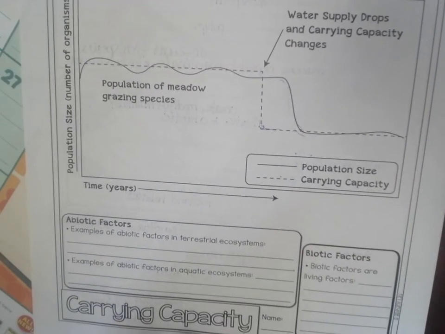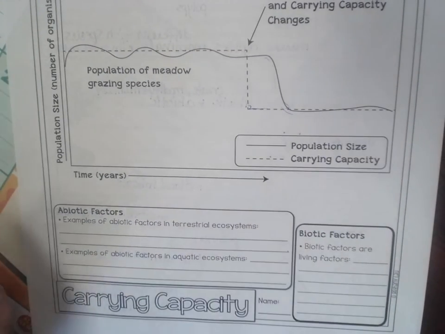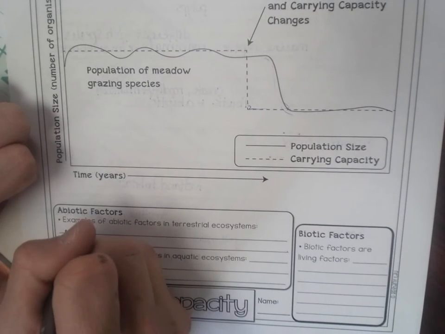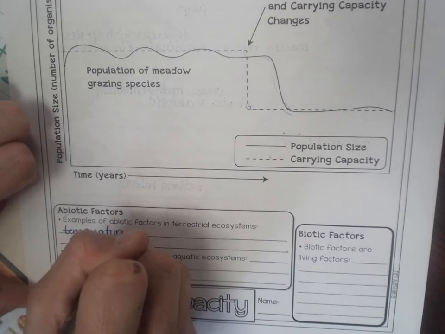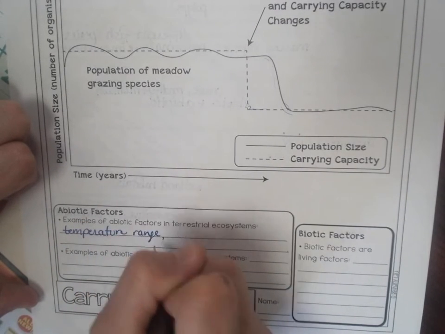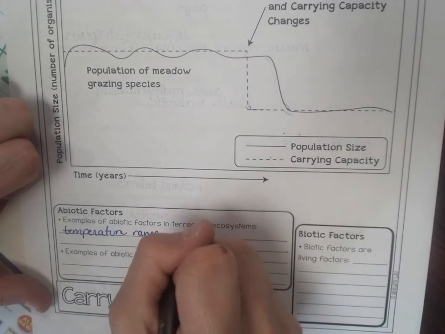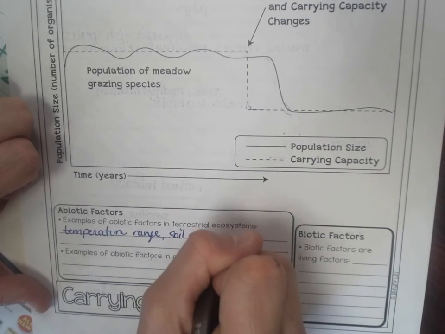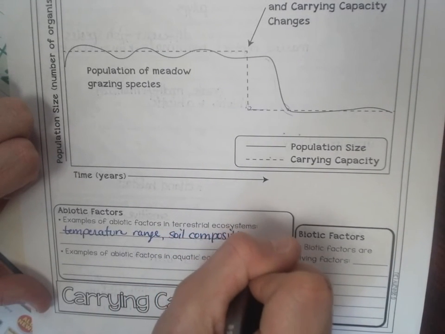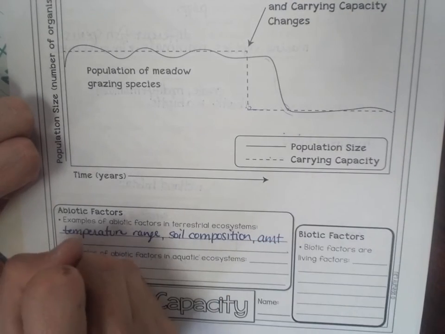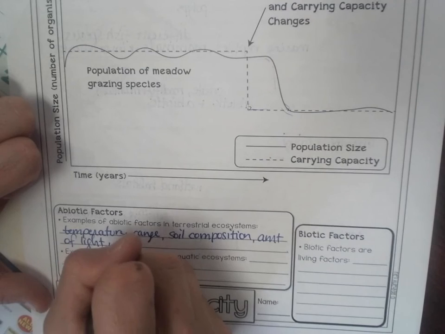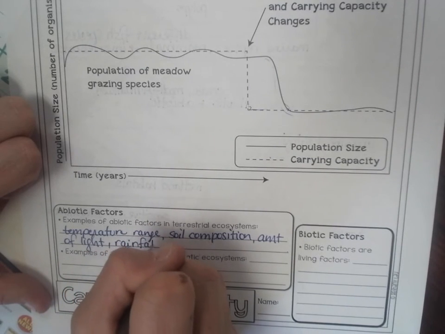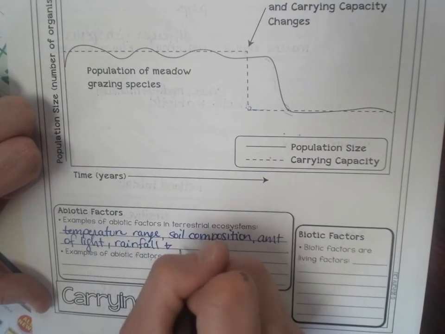We'll talk about some abiotic factors and biotic factors quickly. So examples of abiotic factors in terrestrial ecosystems include temperature range, soil composition, amount of light, rainfall, and water supply.